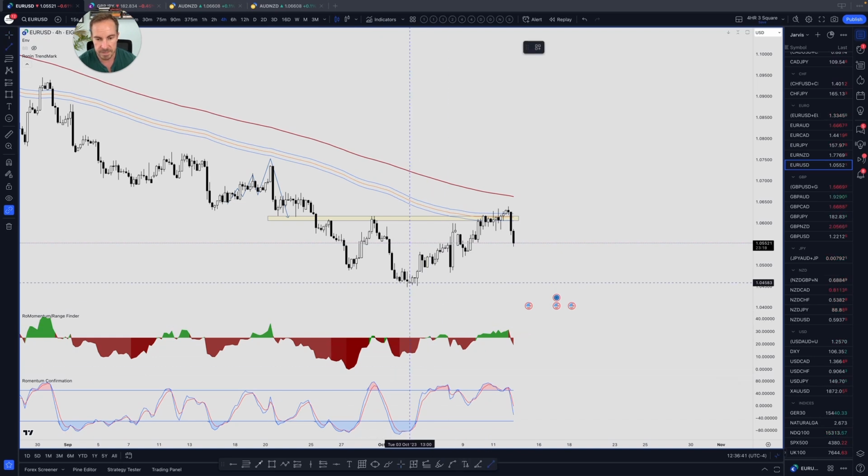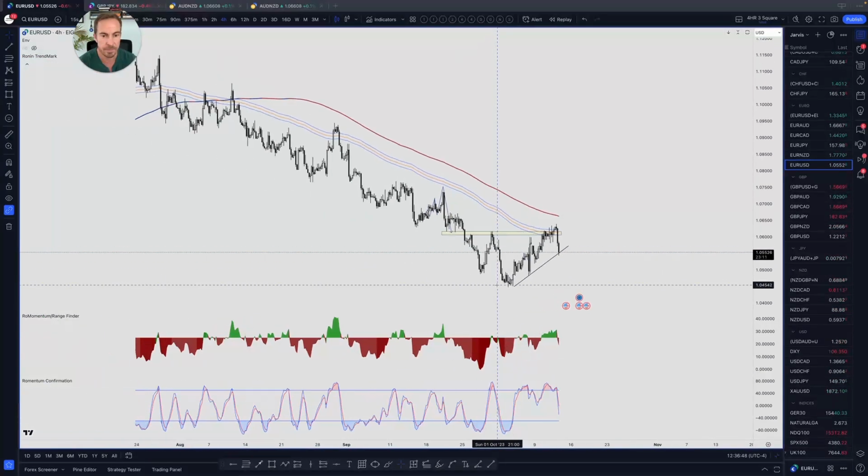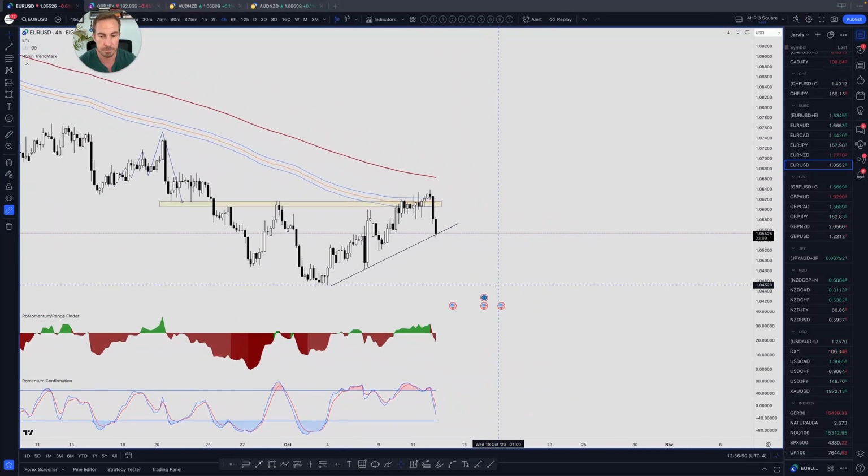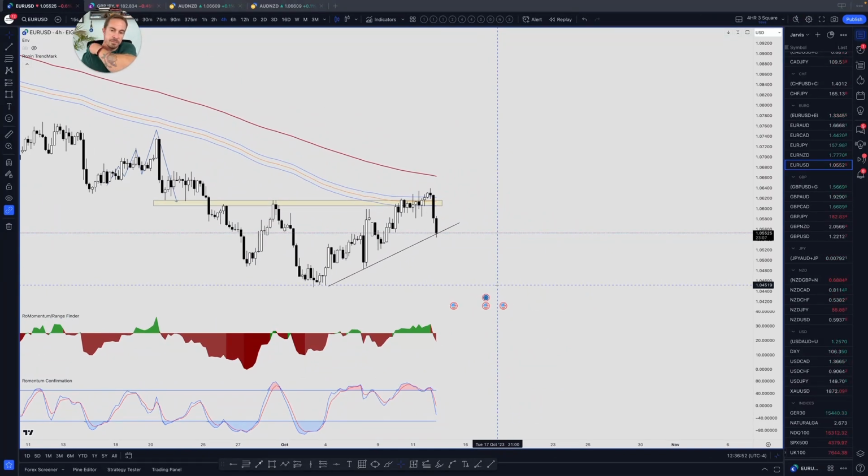So the question is, are we going to revisit these lows down here, or even make a stronger move lower, right? So, I have a trend line right here, and you can see we're testing the support. We're also testing these zones right here. And we're at some pretty key levels for the dollar, right?